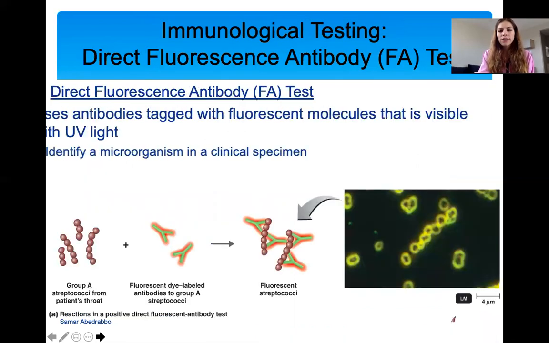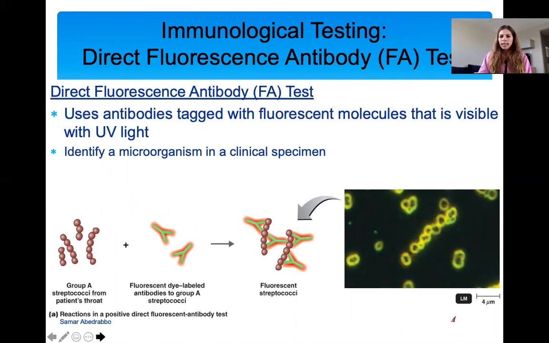Okay, so the direct fluorescence antibody test uses antibodies tagged with fluorescent molecules. Whenever these antibodies bind to their proper antigen, you get fluorescence. So let's say, for example, you suspect someone has strep throat, so you send a patient throat sample to the lab. You're not sure what it is. What the lab can do is they have fluorescent streptococcus antibodies that they can mix with the patient's sample. The patient's sample is considered the antigen.